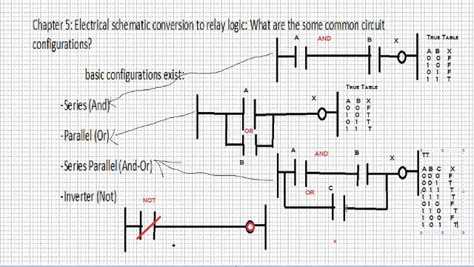Notice that any time that C is energized, the system will be on. So C is energized here, system is true. C is energized here, system is true. Energized here, system is true, and so on and so forth.